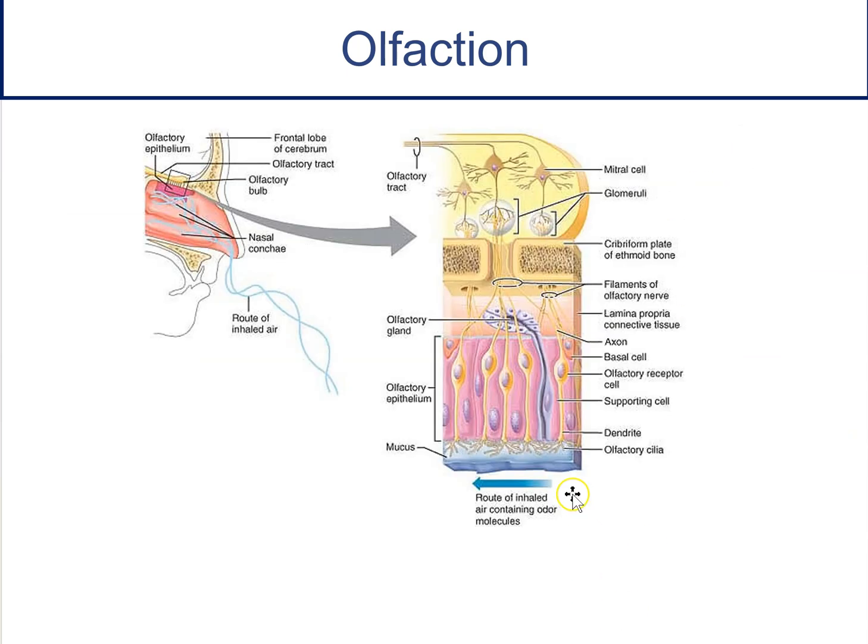So here's the pathway. You can see the air coming in. We depolarize the cell, the bipolar neuron, see the yellow. The axons come up through the cribriform plate where they synapse with neurons in the olfactory bulb. Those axons then leave through the olfactory tract, and they head to a couple places. They're primarily going to go to the olfactory cortex, and we talked about that in the temporal lobe, so you can process smell, but it also sends it into the hypothalamus and the limbic system.